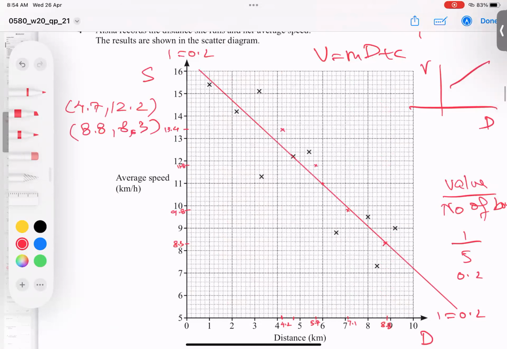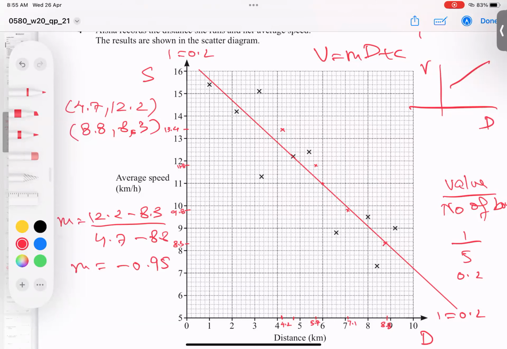Not a hard job for you. I'm finding the gradient: y2 minus y1 over x2 minus x1. And I'm saving my time, so I'm writing it below. So 12.2 minus 8.3, and down, 4.7 minus 8.8. It is coming negative 0.95. If I write 1 dp, okay, or 2 dp, okay, no problem.